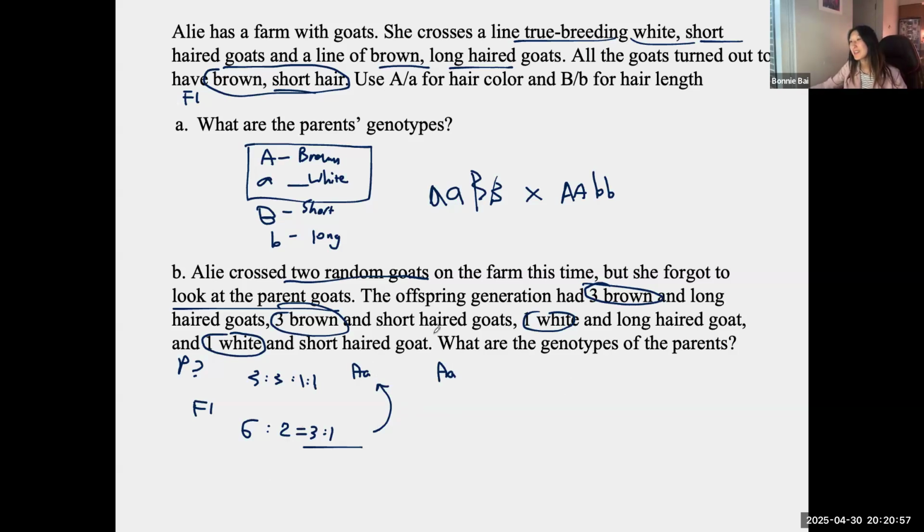Okay, then we look at the other trait completely separately. We see that we have 3 long hair goats and another long hair goat, so that's 4 long hair goats total. We see that there are 3 short hair goats as well, and then another 1 short hair goat, so that's 4 short hair goats as well. So we see a 4 to 4 ratio, which simplifies to a 1 to 1 ratio, and we love that.